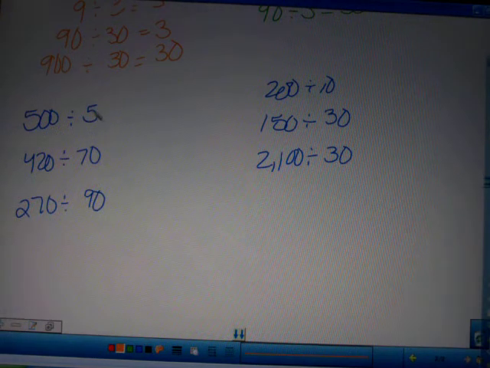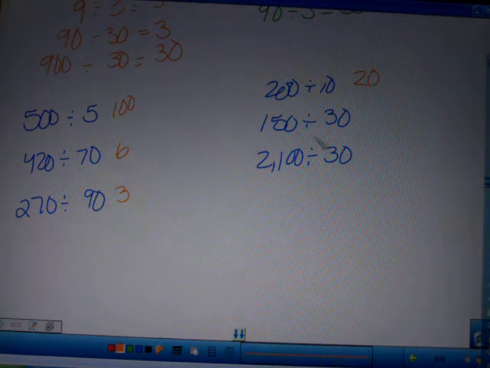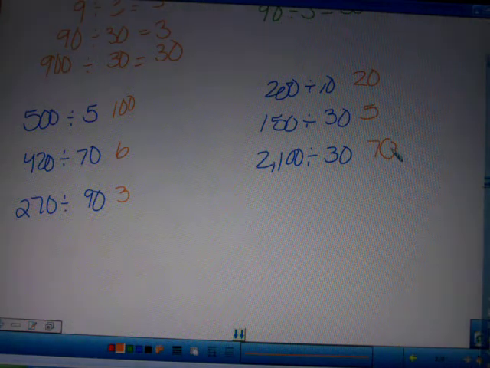So 500 divided by 5: 5 goes into 5 one time, and then I just tack on my zeros at the end, and it's 100. 7 goes into 42 6 times, and since I have an even number of zeros, I'm good. 9 goes into 27 3 times, and since I have an even number of zeros, my answer is 3. 10 goes into 20 2 times, and since I have an extra 0, I just tack on my extra 0. 150 divided by 30, or 3 divides into 15 5 times, and I have the same number of zeros, so it stays at 5. 3 goes into 21 7 times, and then I have an extra 0, so it is 70.